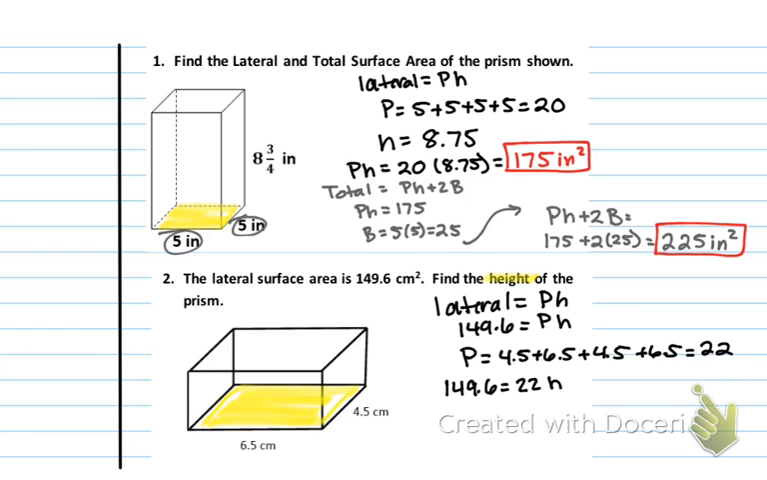And our H, we don't know what it is. So we got to think to ourselves, 22 times what number will give us 149.6? The easiest way to do that is to divide our value that we don't know by 22. Okay. And so 149.6 divided by 22 is going to be 6.8, and that is going to be our height. So our height will be 6.8 centimeters tall.